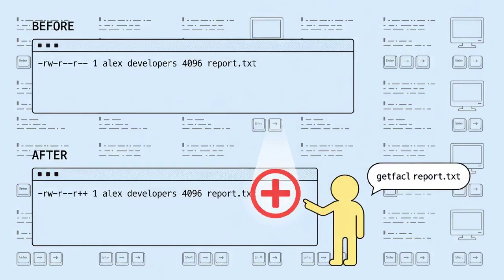When a file carries any ACL entry beyond the basic UGO set, ls -l reveals it with a single trailing plus sign in the permission string: rw-r--r-- plus, instead of rw-r--r--. That plus is the kernel telling you the listing is incomplete, and you need getfacl to see the full picture. Before ACLs, no plus. After ACLs, plus appears and the real permissions are waiting behind the curtain.